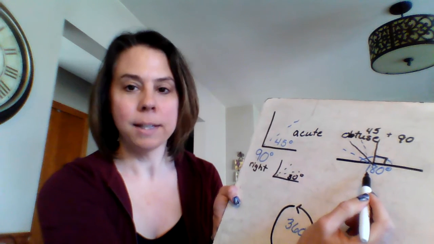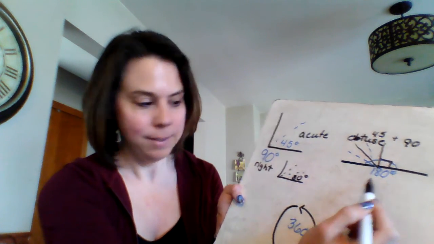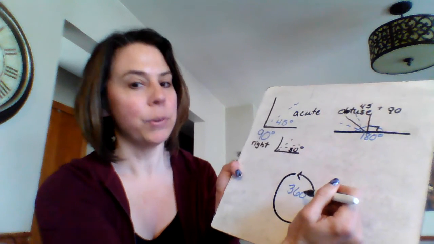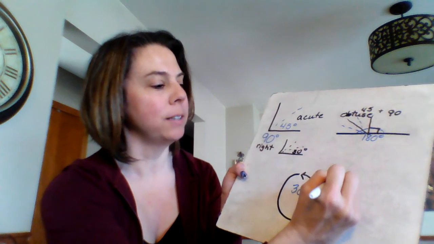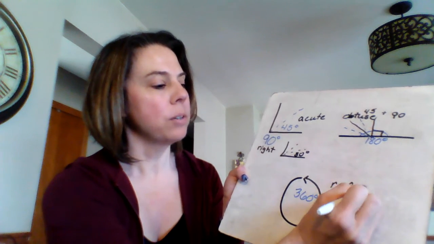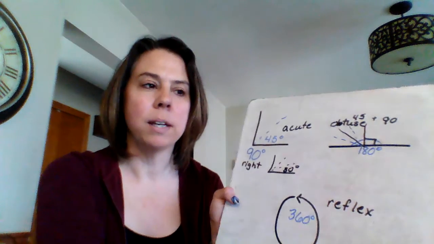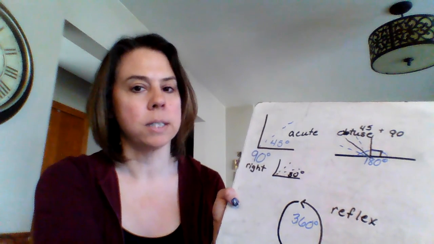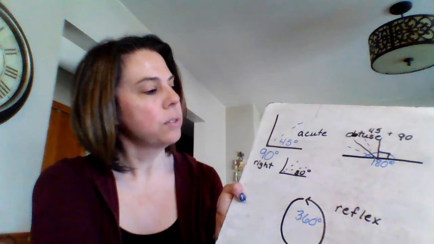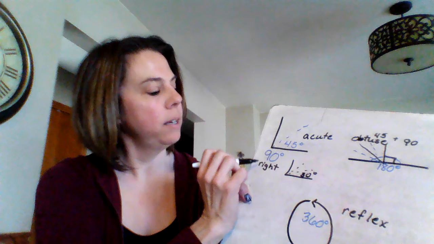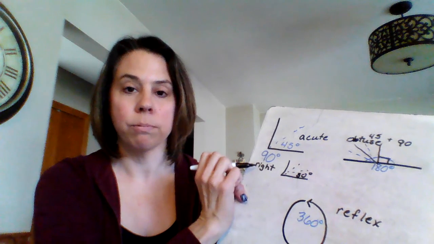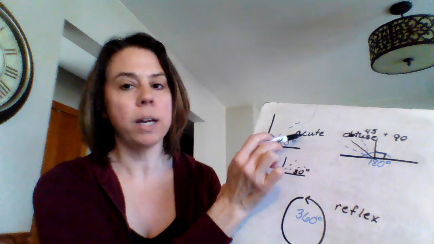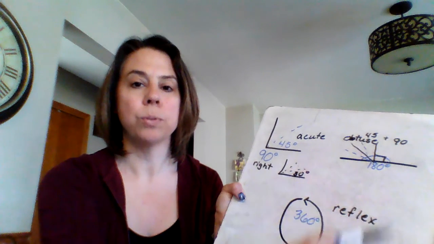Then anything between 181 and 359 would be called a reflex. A reflex angle is something that we introduce in fourth grade, but it's not something that they're expected to master. By the end of fourth grade, they're expected to be able to know what a right angle is, what an acute angle is, and what an obtuse angle is.